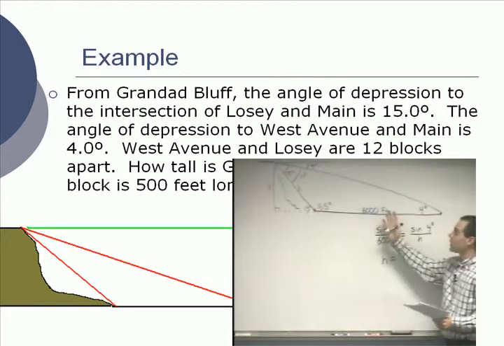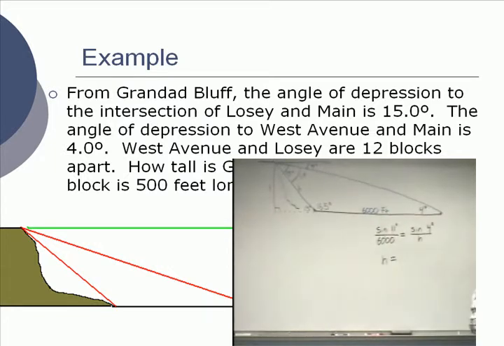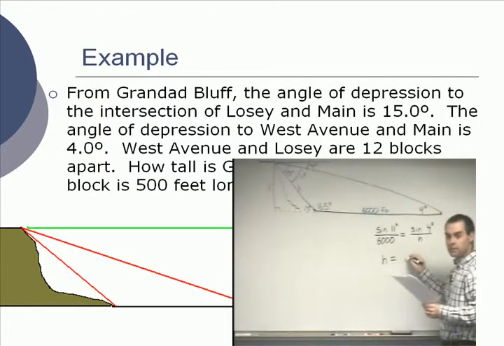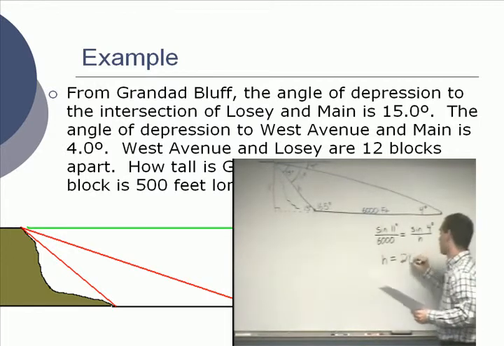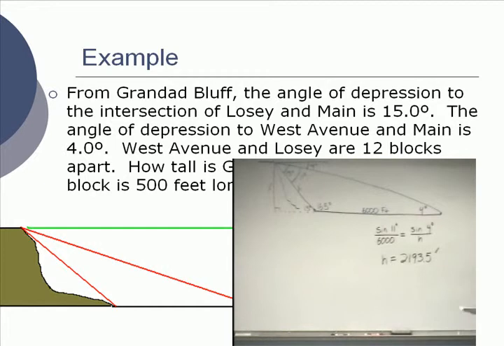Now, even though our information given was rounded off to the nearest foot, we're going to leave at least 1 decimal place until we're done with the question. Then we'll round back to a foot, but don't round too early. 2193.5. So it's about 2,193 feet from Grandad Bluff down to that intersection.